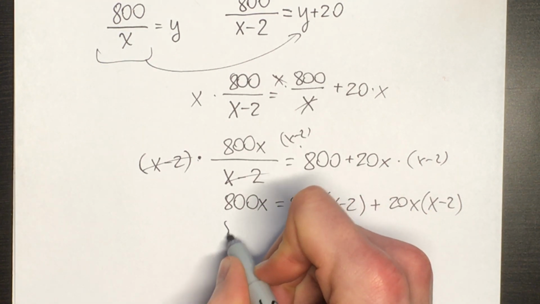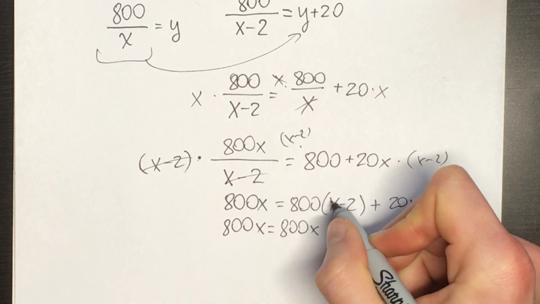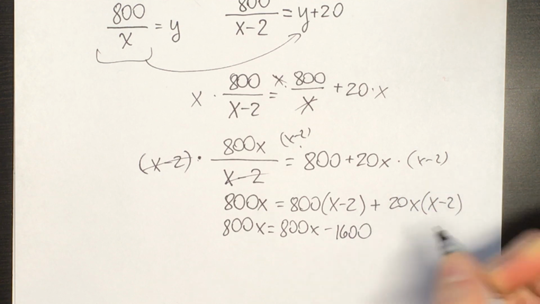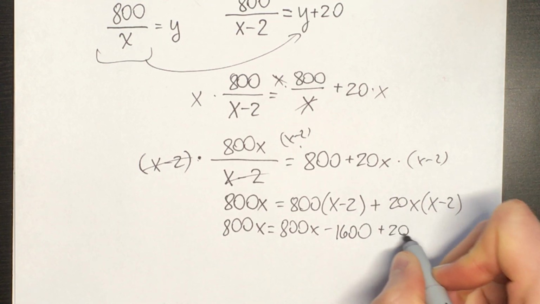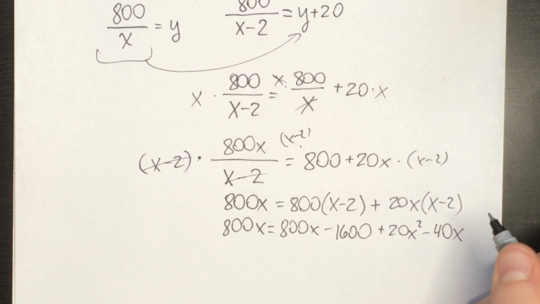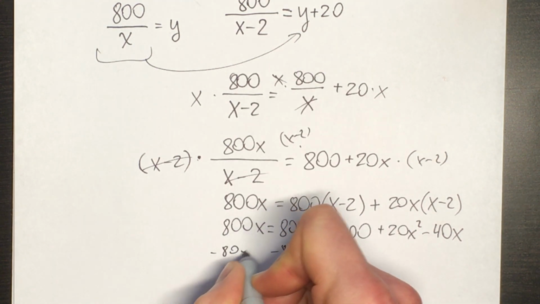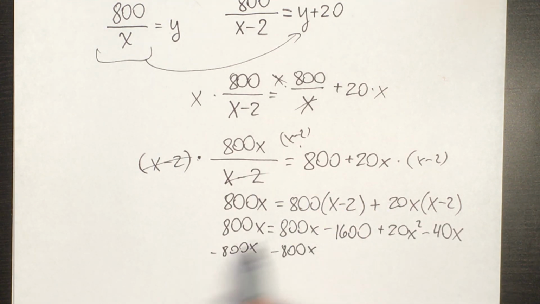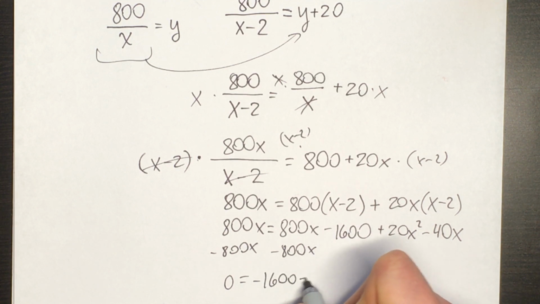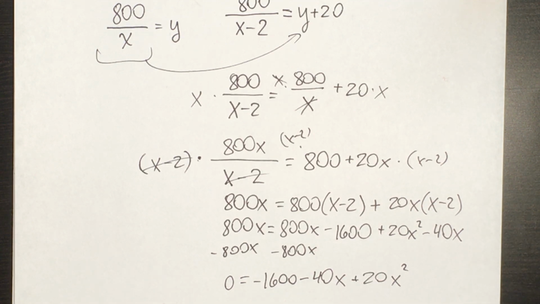So 800x is equal to 800x, and then, distributing, minus 1600 plus 20x times x is 20x squared, and 20x times negative 2 is negative 40x. From here, we want to isolate x. So let's start by subtracting 800x from both sides. Not only do we get rid of this term, but we get it set equal to 0 already. We have 0 equals negative 1,600 minus 40x plus 20x squared. So we already have a nice little quadratic here.